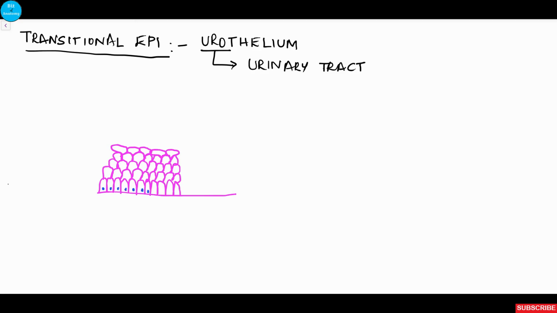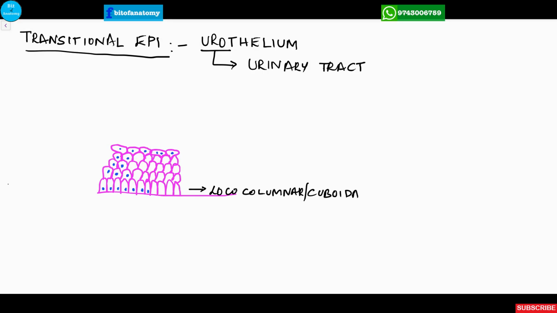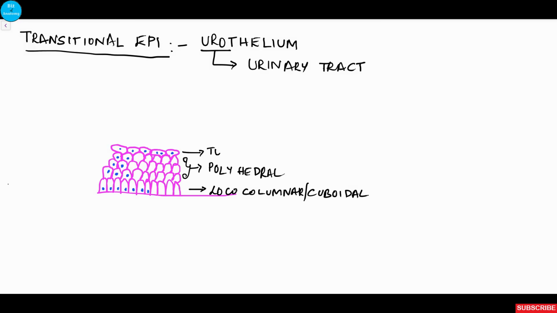So the nucleus is much similar. In the lower columnar cells it is oval and basal, and some of the umbrella-shaped cells are binucleated. So it contains low columnar or cuboidal cells, intermediate polyhedral cells, and the topmost umbrella-shaped cells. Some of the umbrella-shaped cells, as I mentioned earlier, are binucleated in nature.